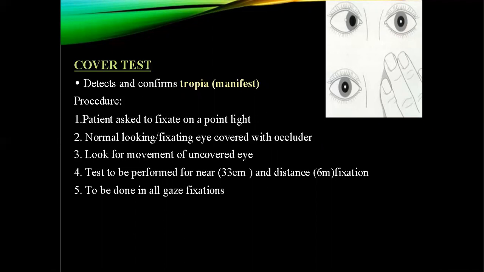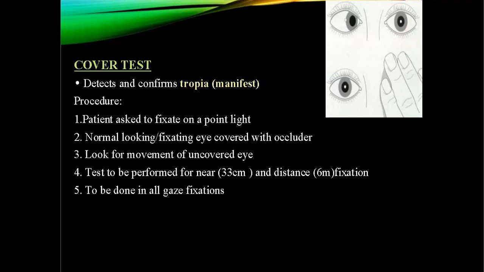Remember friends, cover test is done to detect and confirm tropia, meaning manifest squint. There are two types of squints basically. One is called manifest. Manifest means you can always see it. That is called tropia, and the other is called latent squint. Latent squint is seen only sometimes. So what do we do in this manifest squint?